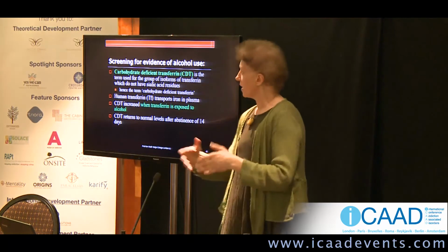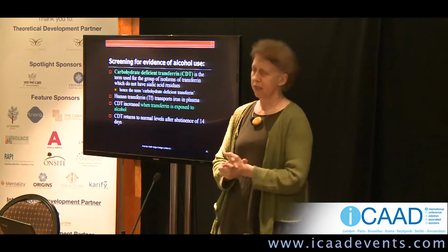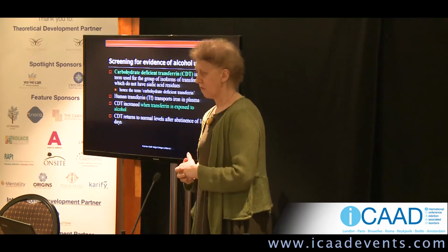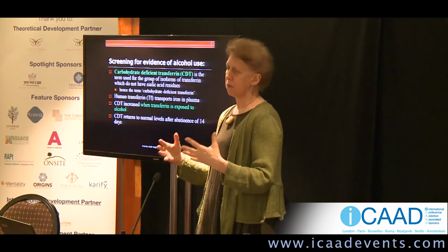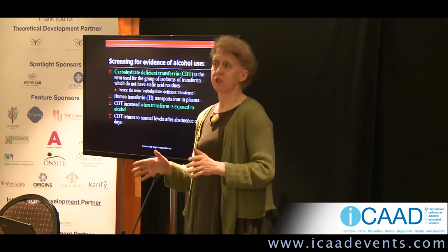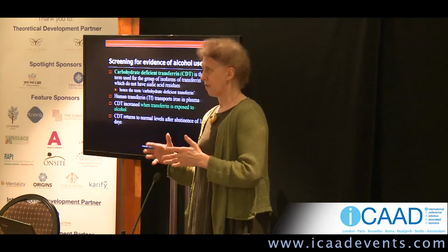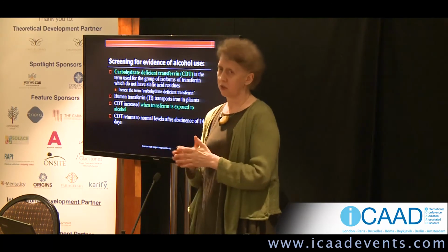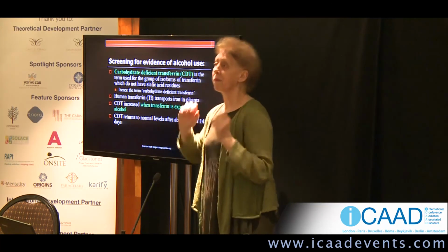And a more recent one, it's been around for a long time, but it's not being used very often in this country, is carbohydrate deficient transferrin, which is thought to be much more accurate in terms of picking up continuous drinking, even when somebody is denying the level of drinking. It's shorter acting than the other tests.